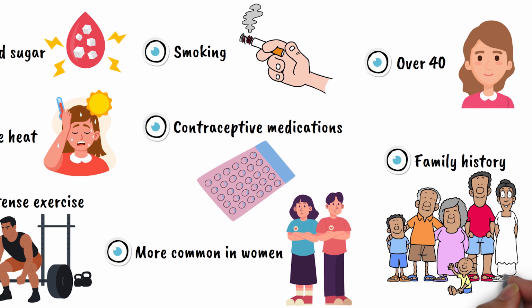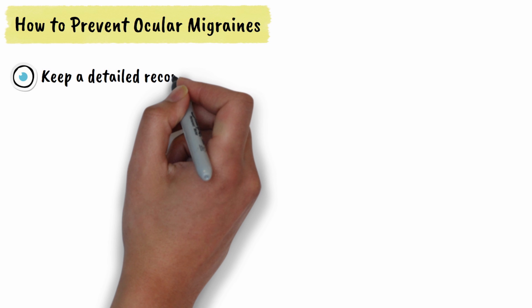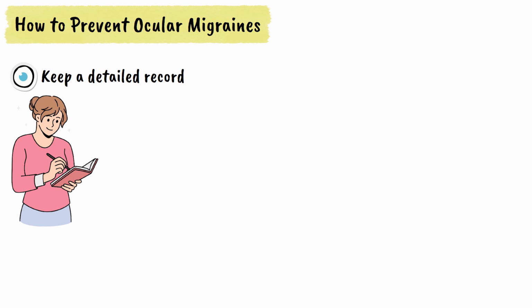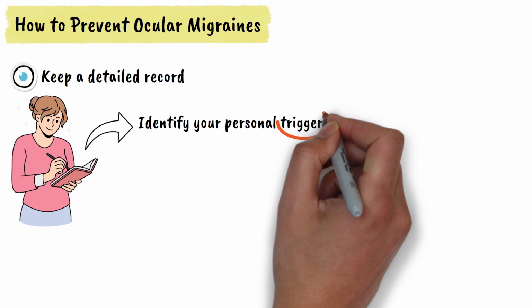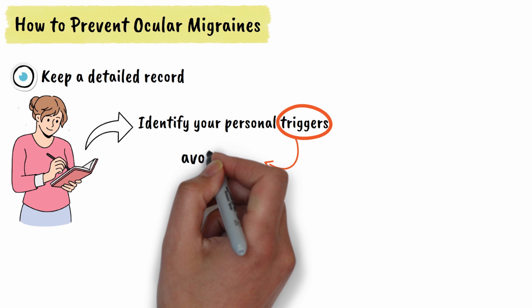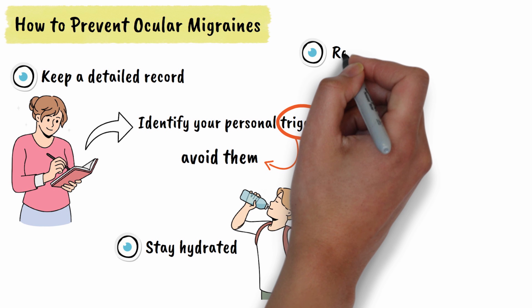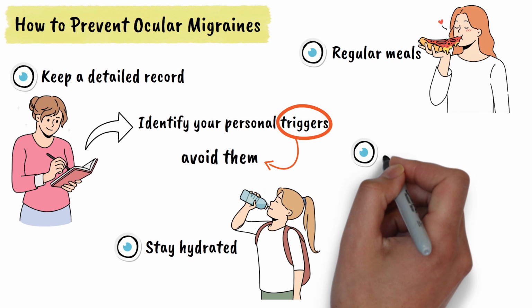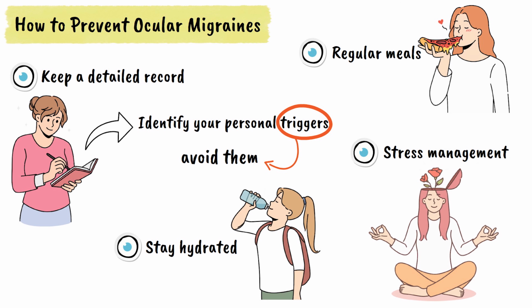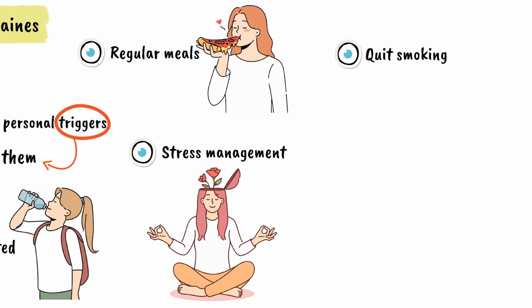How can you manage an ocular migraine? The best approach is prevention. Keep a detailed record of when your attacks occur and what you were doing beforehand. This helps you identify your personal triggers. Once you know your triggers, try to avoid them whenever possible. Stay hydrated throughout the day by drinking plenty of water. Maintain regular meals to keep your blood sugar stable. Practice stress management techniques such as meditation or deep breathing. If you smoke, quitting can significantly reduce your risk.